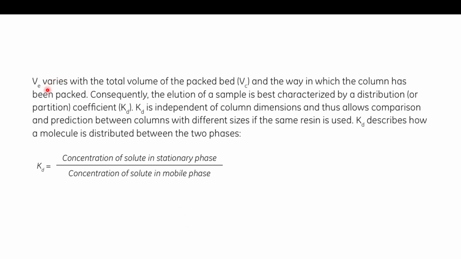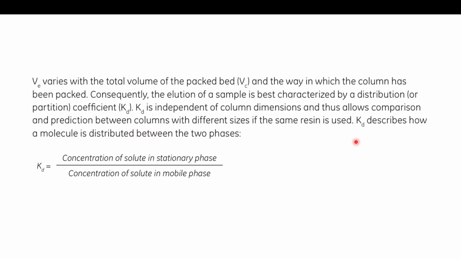So the elution volume, or eluted volume, varies with the total volume of the packed bed, or the total column volume that we looked at previously, and the way in which the column has been packed. Consequently, the elution of a sample is best characterized by a distribution or partition coefficient, KD. KD is independent of the column dimensions and thus allows comparison and prediction between columns with different sizes if the same resin is used.